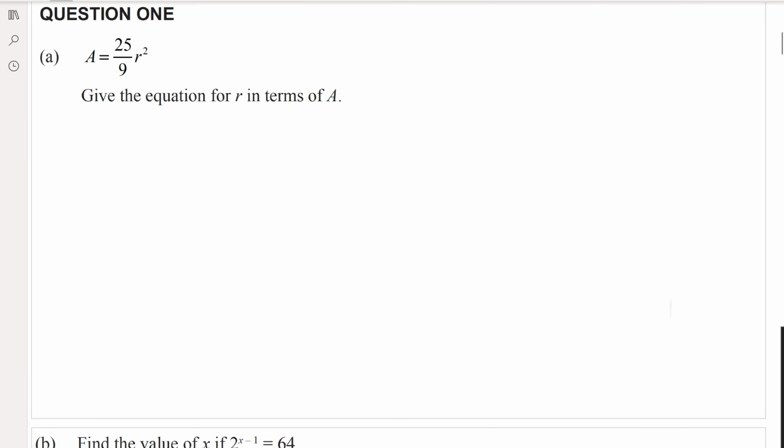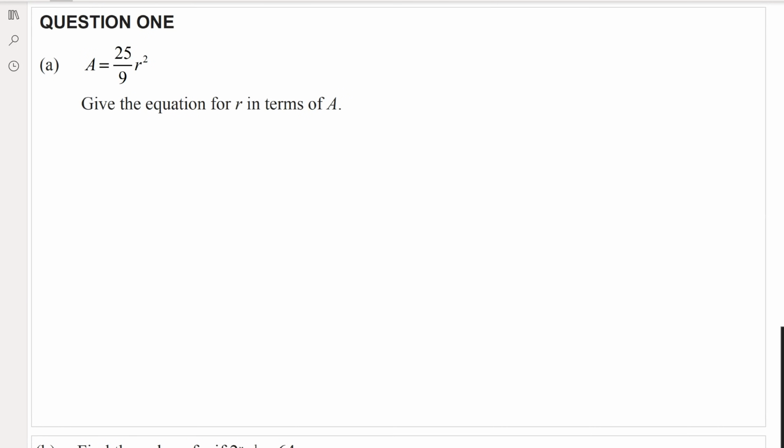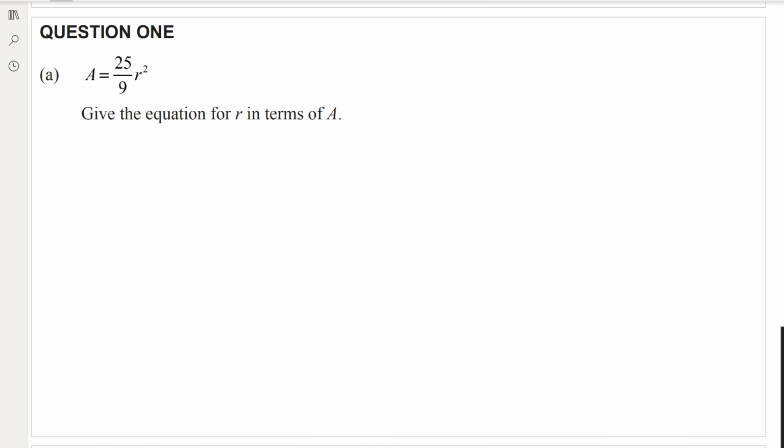So the first question that we had is this one here, where we've got a formula and we've been asked to give the equation for R in terms of A. So basically, this is a question where we need to rearrange everything. I'm just going to write down the formula first: A equals 25 over 9 R squared. I've got to get rid of the 25, 9, and the squared, so I'm going to do one at a time. The first thing I'm going to get rid of is the 9.